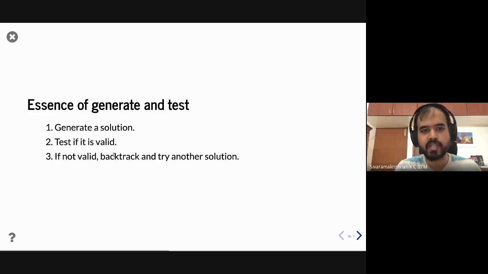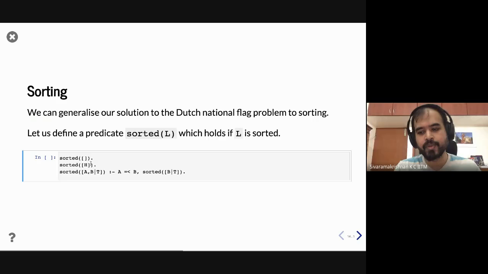So generate a solution, test if it's valid. If it is not valid, then Prolog automatically backtracks and tries another solution because permutation gives you all the permutations. So that is why it works. And if you stare at it, the problem is the same as sorting. So we can define a sorting procedure, a permutation sort, which sorts the input list of numbers, right?